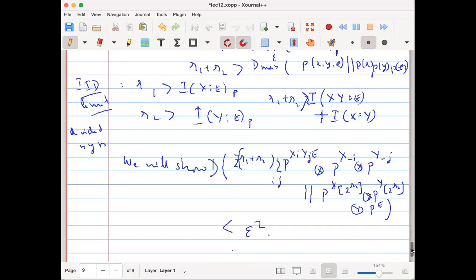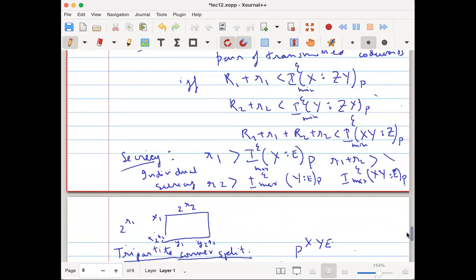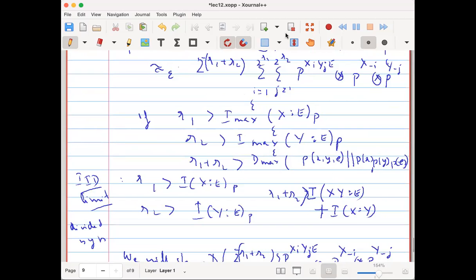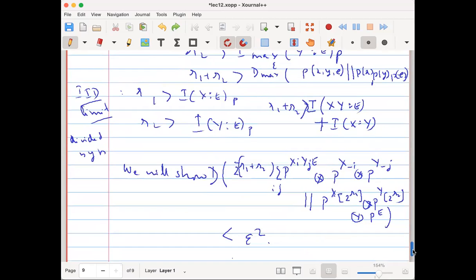Any questions so far about the definitions of the states? About the definition of convex split state? No? So let's go ahead. So we continue, same strategy.